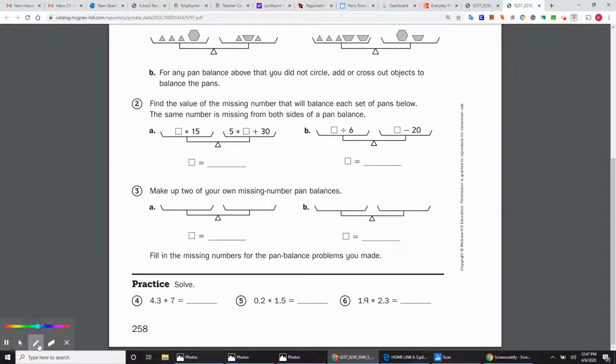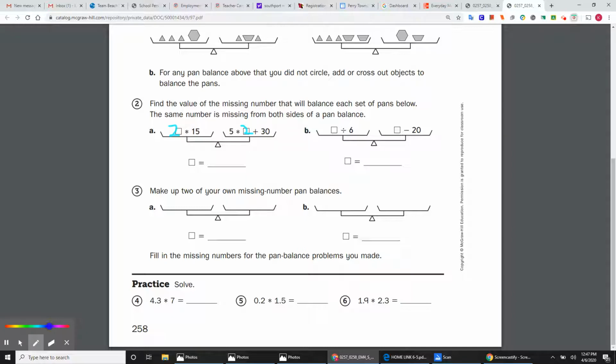All right, it says find the value of the missing number that will balance each set of pans below. Find the number that is missing from both sides of the pan balance. So you're going to have the same number missing from both sides of the pan balance. So we're going to just plug and chug or guess and check. So let's try if I put 2 in on both sides to see if that would be correct.